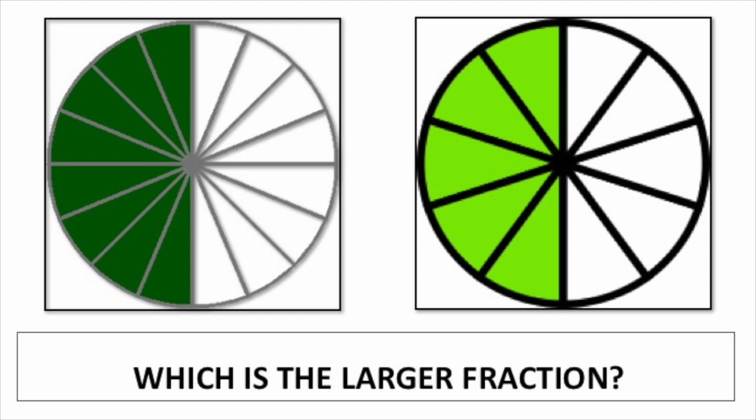Which is larger? Now, a little clue. It's a trick. Look at the amount of colour in both fractions. Are they the same? Look at the amount of colour. You can tell by looking. Half of this circle is green. Half of this circle is green. What does that mean? Equal, yes. You see, here, nothing is more, nothing is less. They are equal.